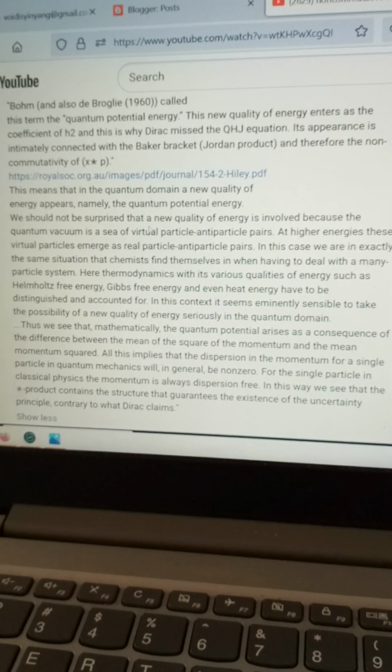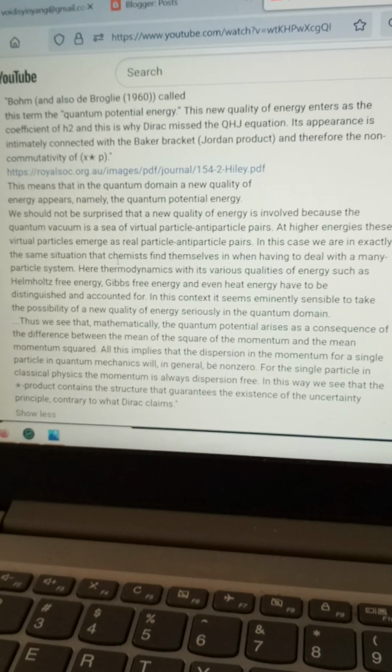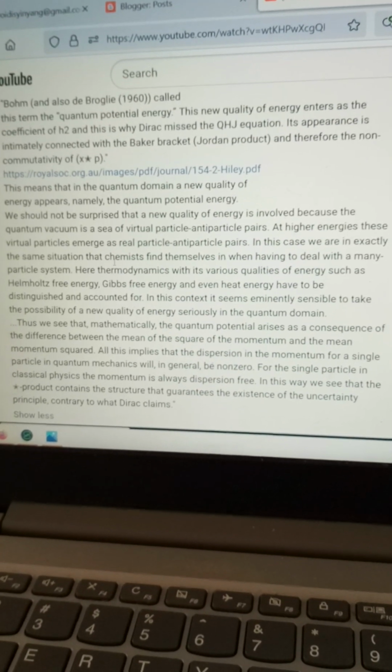We should not be surprised that a new quality of energy is involved, because the quantum vacuum is a sea of virtual particles and antiparticles.